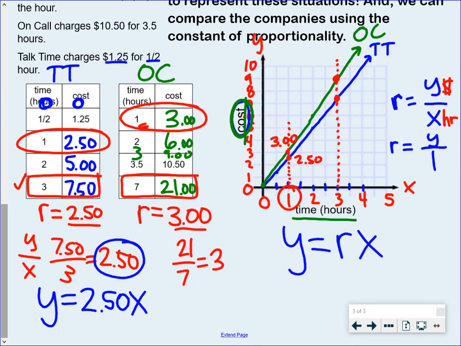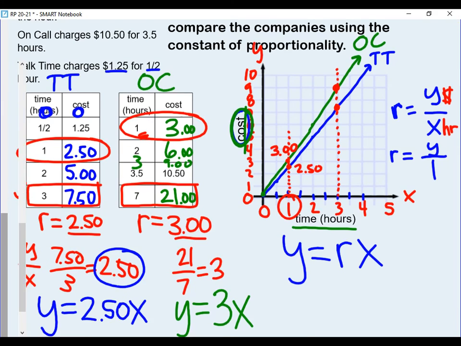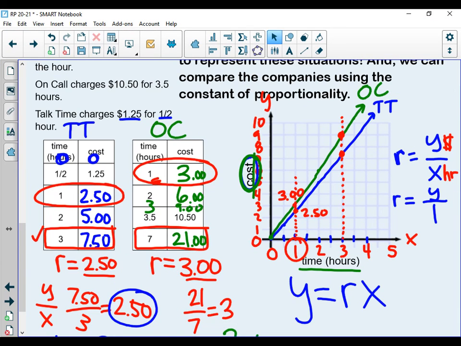Then I look at on-call. Their rate is 3. Y equals, replace the rate with 3, multiply it times x. There you go. It's a lot of information, but just keep in mind y over x to find the constant. Any place where x equals 1, that's a unit rate. That's your constant. And make sure you're reaching out for help as you need it.